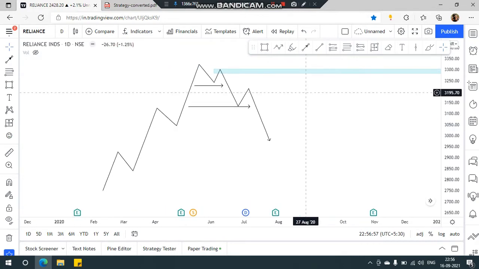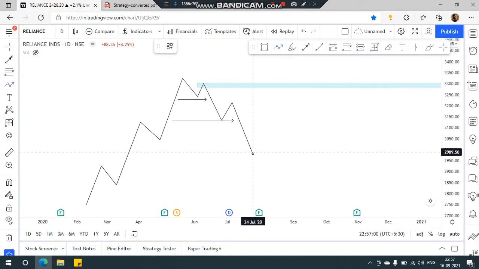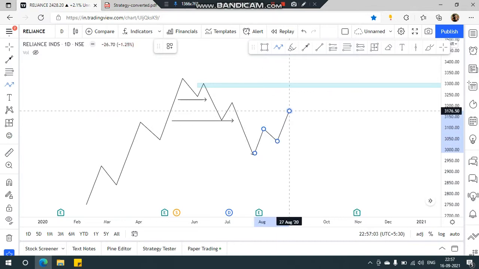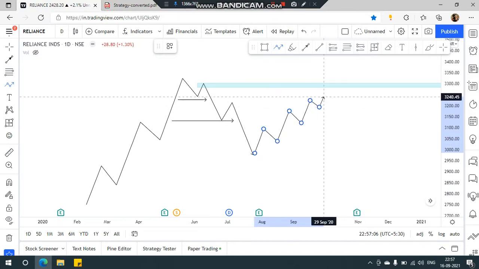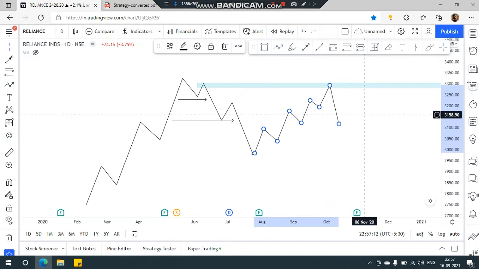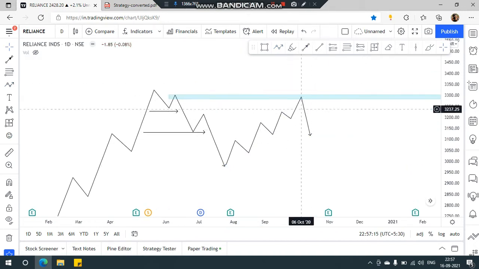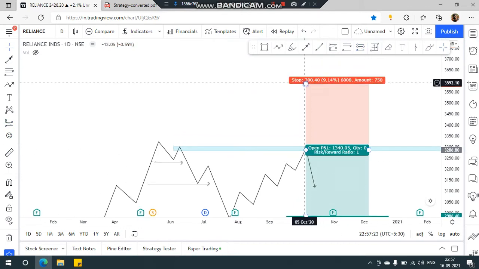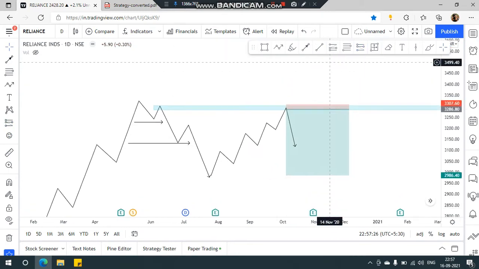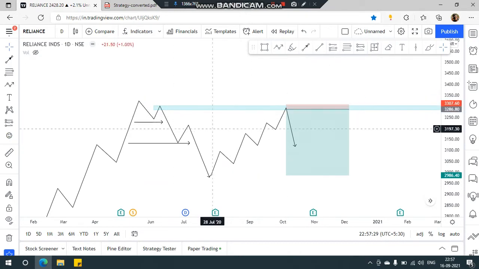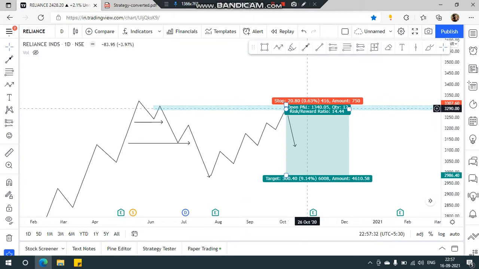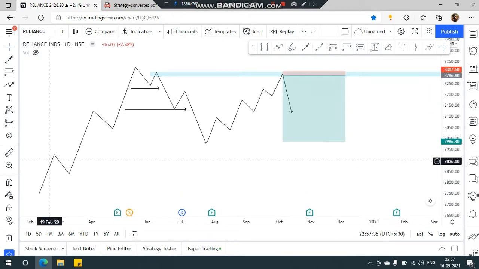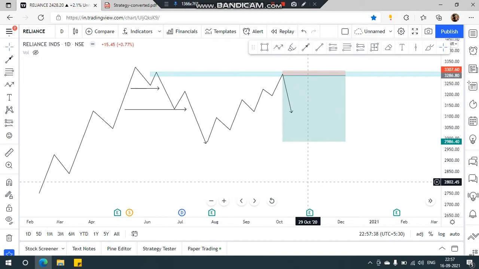So the market will come back to our POI very slowly, and then we can see an impulsive move. But before that, how can we enter? Sometimes we can put a limit order around here. The stop loss will always be beyond the POI. In case of short positions, the stop loss will be above the POI, and in case of long positions, the stop loss will be below the POI.